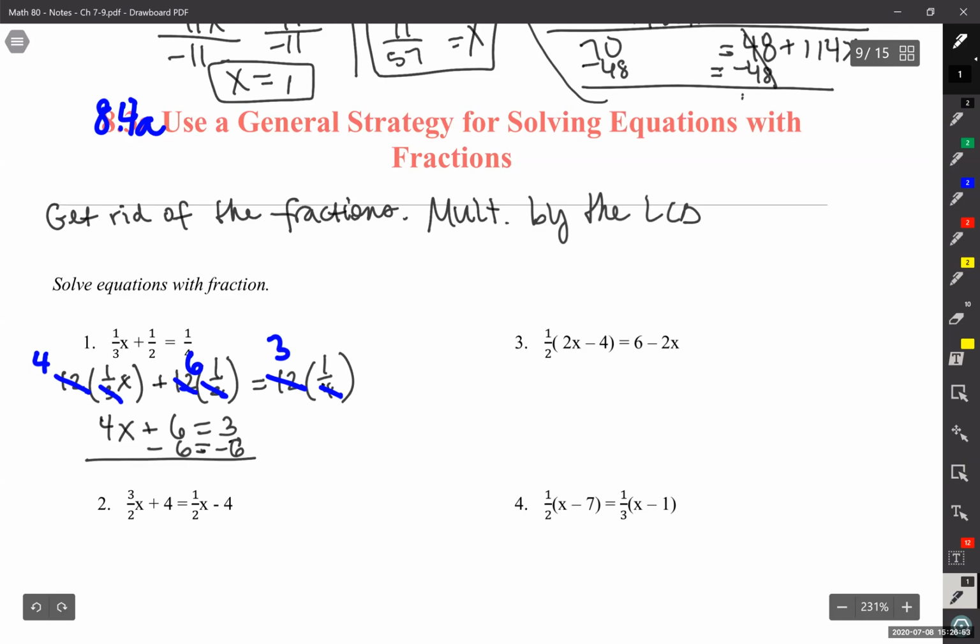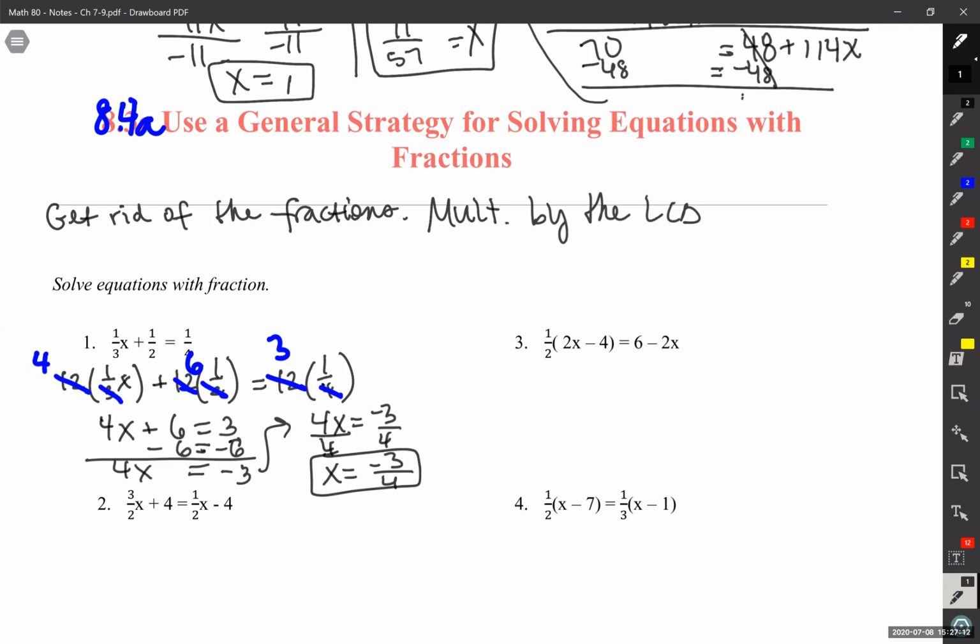get 4x equals -3. And you know what, we're going to get a fraction answer, but we're dealing with fractions, so that's kind of to be expected. Just rewriting it because I want to divide by 4, and I get that x equals -3/4 as my final answer. That's it. I don't need to go back and do anything. I don't need to change anything back. I multiply both sides by 12, every single term by 12, and I'm done.